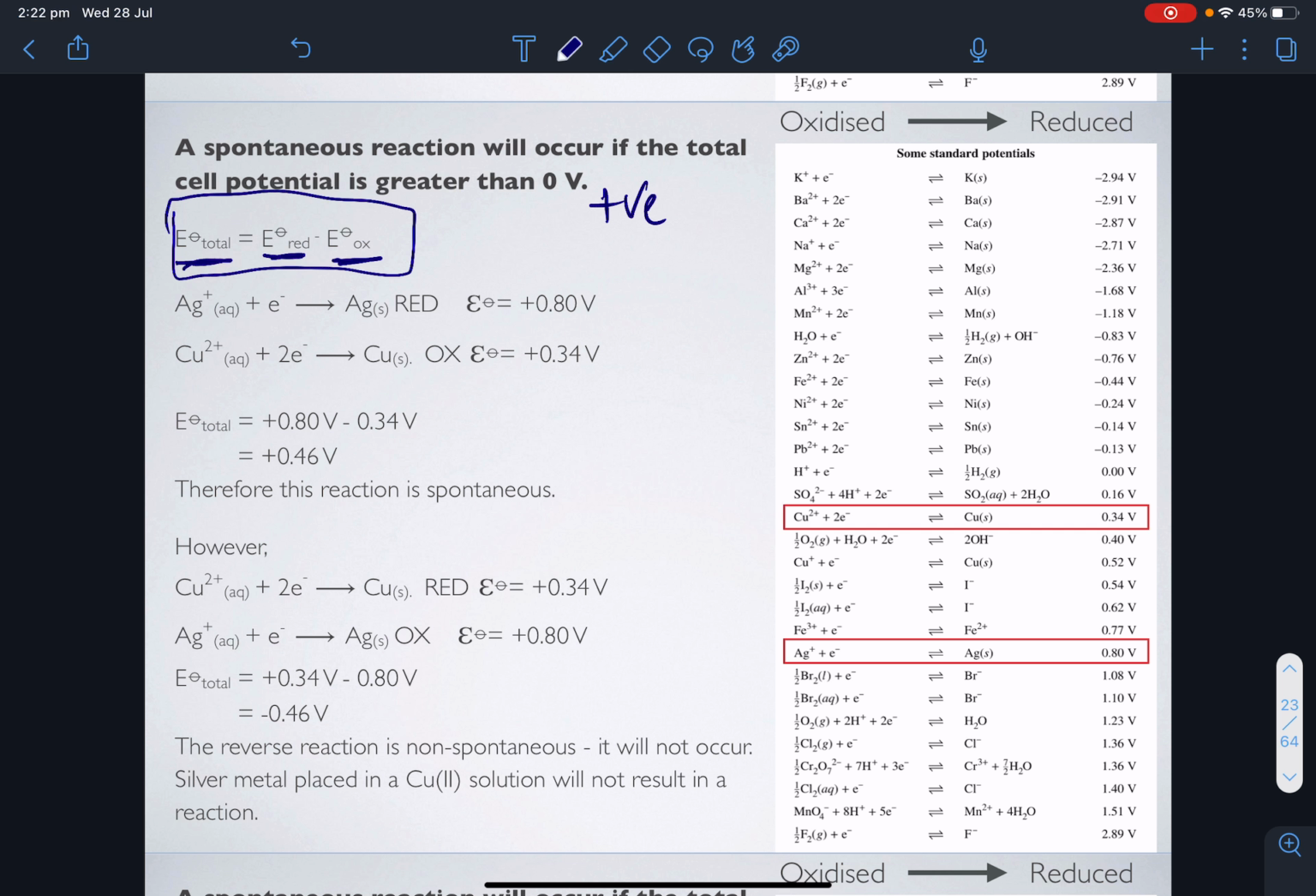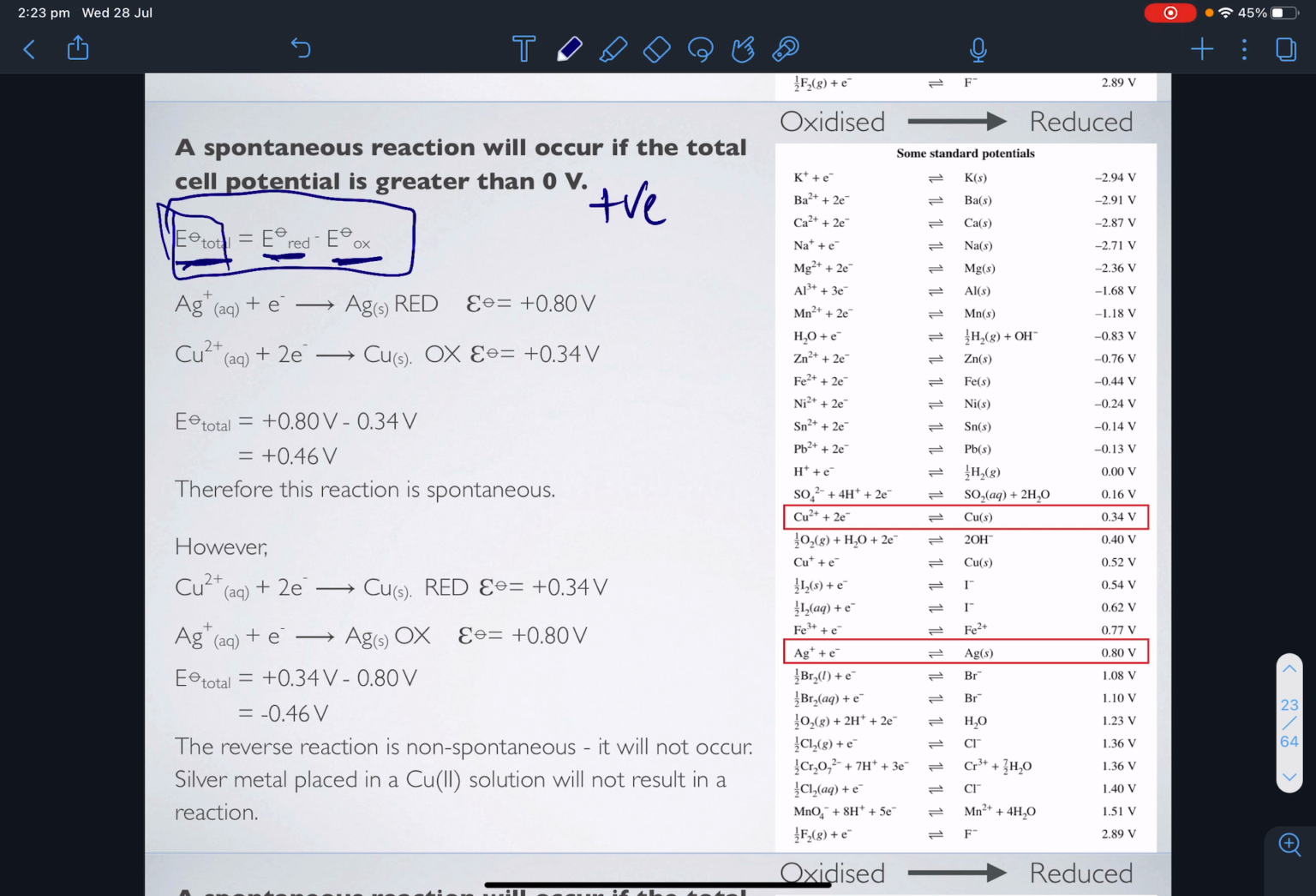So our E naught total equals the voltage. It's just saying that the total voltage for the reaction equals the difference between the voltages, and it goes in the way of the reduction minus the oxidation. The way I remember it is the total cell voltage of the redox equation goes with the red minus the ox, or the voltage for the reduction minus the voltage for the oxidation. It contains the word redox in the correct way around. That's why I like this formula.